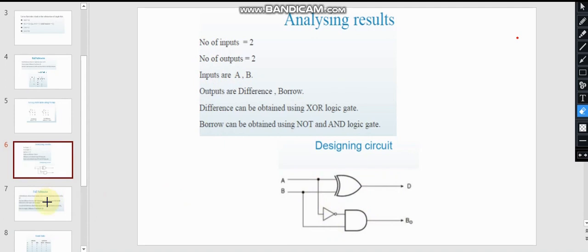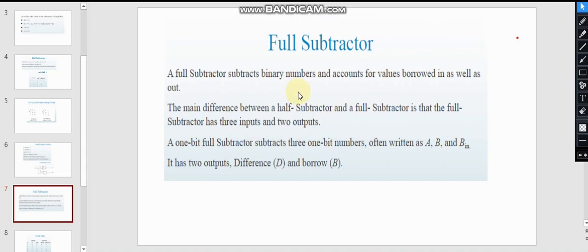Now let us talk about the full subtractor. The difference between the full subtractor and the half subtractor is that in the half subtractor we use 2 inputs, whereas in the case of the full subtractor we use 3 inputs. In this case we will use the inputs A, B and B in. So it has 2 outputs, the difference as well as the borrow.